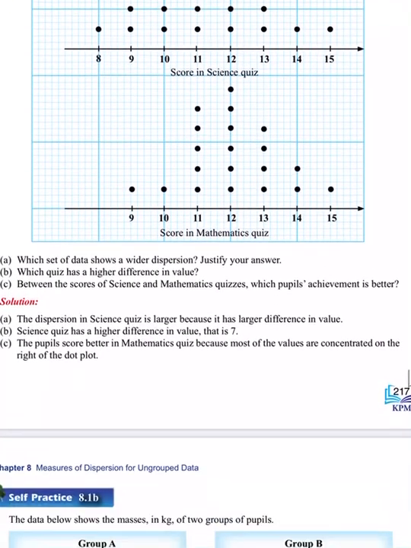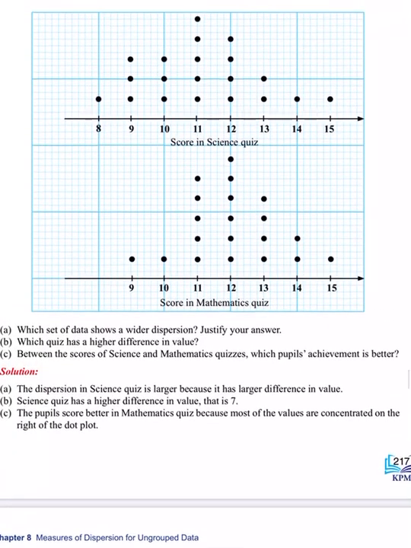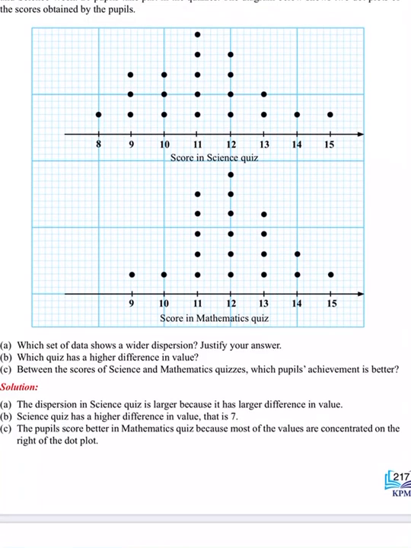Look at the question. Which set of data shows a wider dispersion? Of course, the science quiz. Why? Because it has a larger difference in value: 15 minus 8 equals 7. Which quiz has a higher difference in value? That one is the science quiz again.